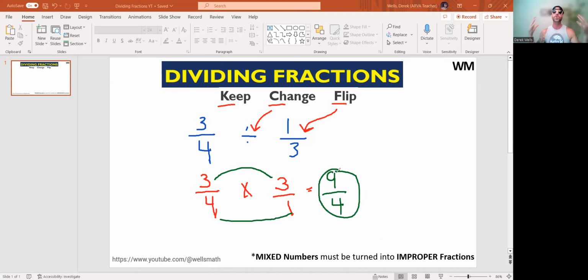The top number, the numerator, is bigger than the denominator. So we're going to have to change this improper fraction back into a mixed number. And let me show you how to do that. I also have a video titled Changing Improper Fractions to Mixed Numbers, so you can check that out if you would like more detail. But here's what I always tell my students.